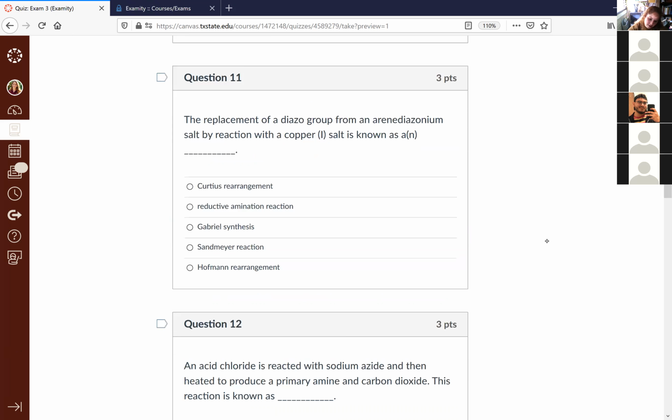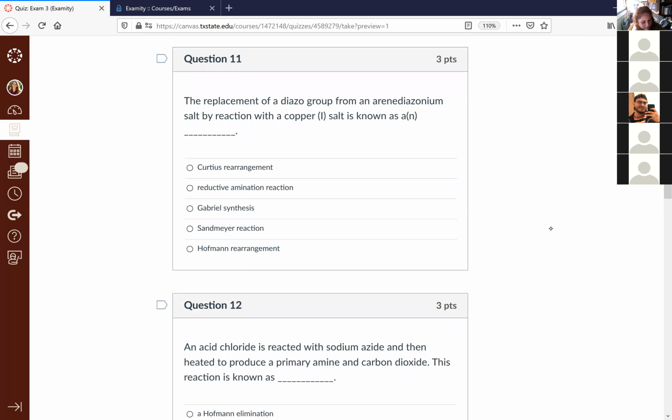The replacement of a diazo group from an arene diazonium salt by reaction with a copper 1 salt is known as a what? Sandmeyer? Yep, this is a Sandmeyer reaction.